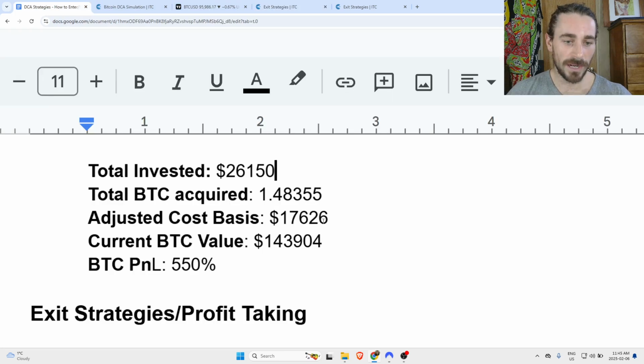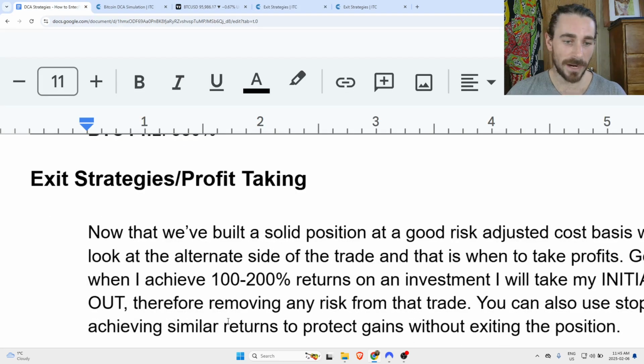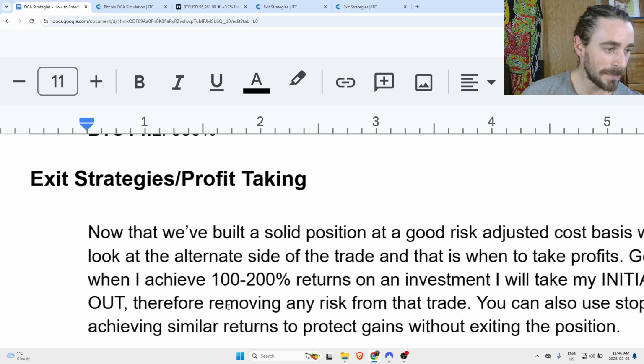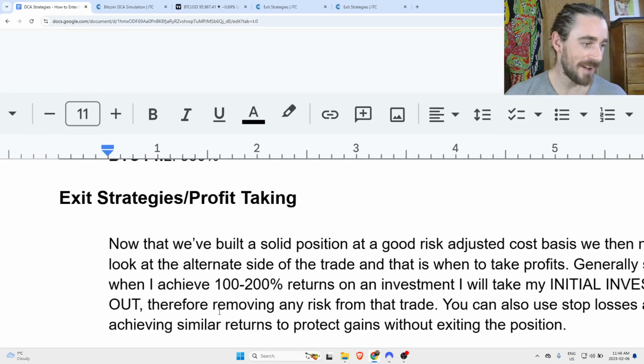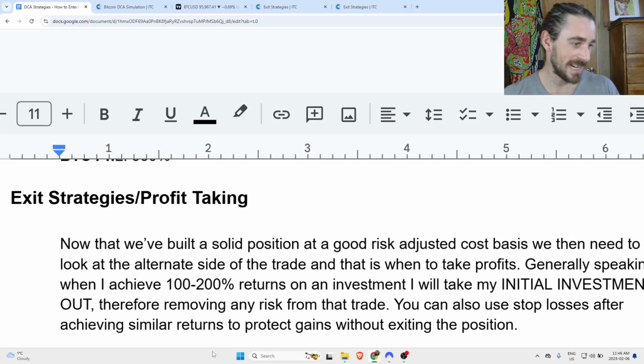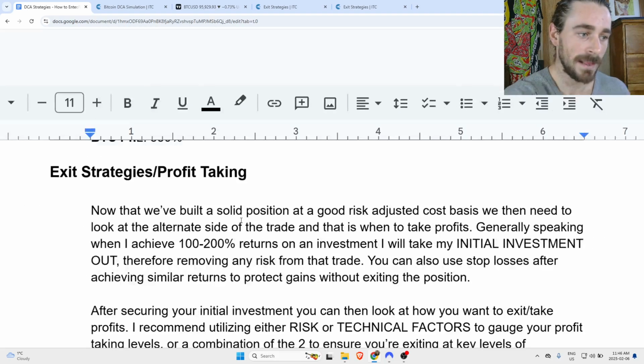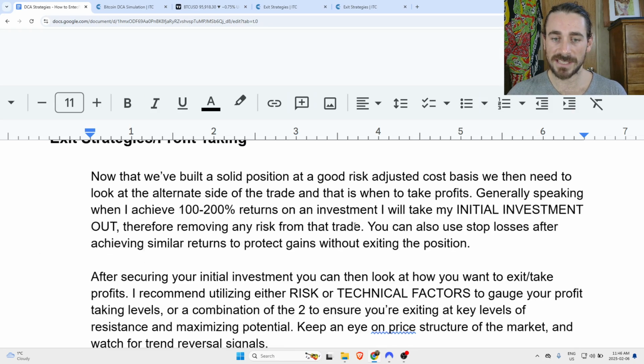We will move on. We're going to look at exit strategies and profit taking, because buying our positions and getting in is just half of the strategy. So we're acquiring these assets when they're cheap. We've made our buys, and now what? Some people want to buy and hold forever, as I mentioned. Some people want to fund their lifestyle. Figure out what your goals are, and then come up with that strategy. So we've built that good cost basis risk adjusted position. We need to look at the alternate side of the trade.